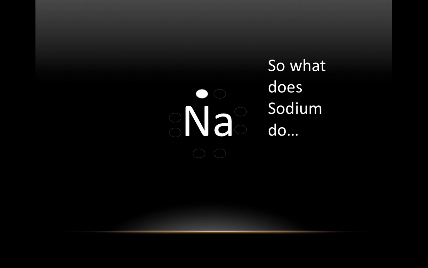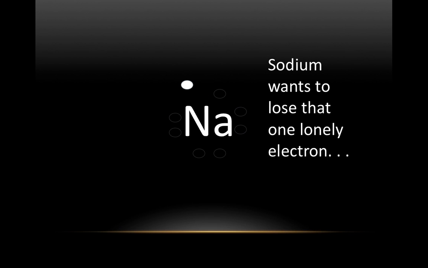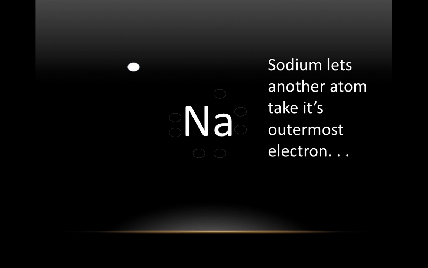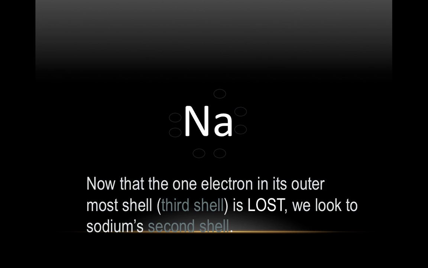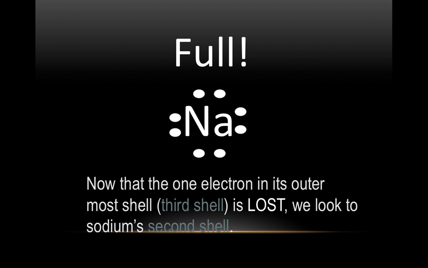So what does sodium do? Sodium wants to lose that one lonely electron, so it lets another atom take its outermost electron away. Now that that one electron in its outermost shell, its third shell, is lost, we look to sodium's second shell, which is full.